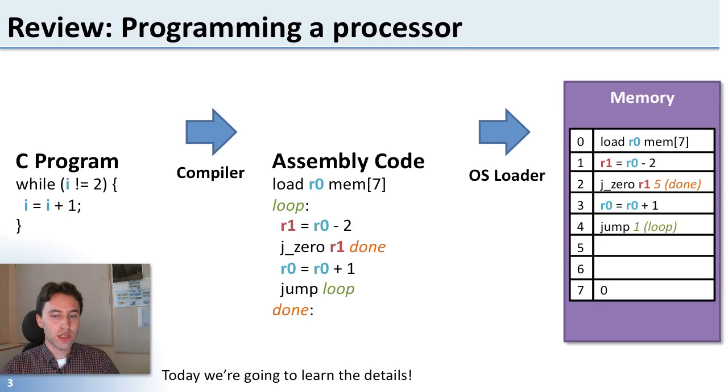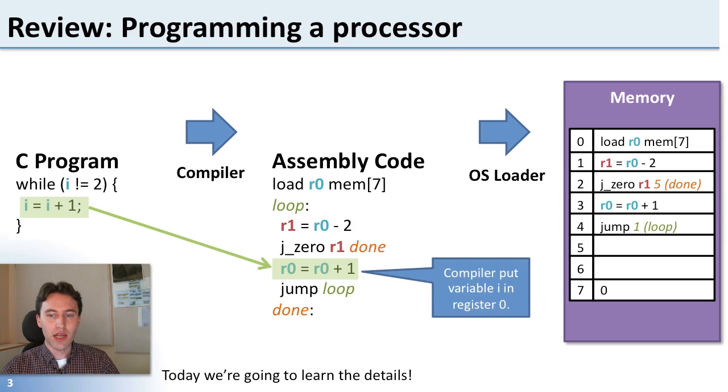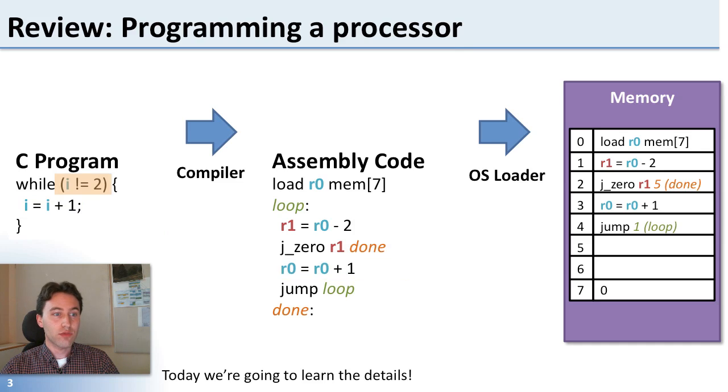So if we look at how this is converted here, we can see what's going on. So the instruction here, i equals i plus 1, well, this is converted into R0 equals R0 plus 1. What happened here was the compiler put the variable i into register 0, and it's used the instruction to add 1 to that register. We can look at other parts of this code.